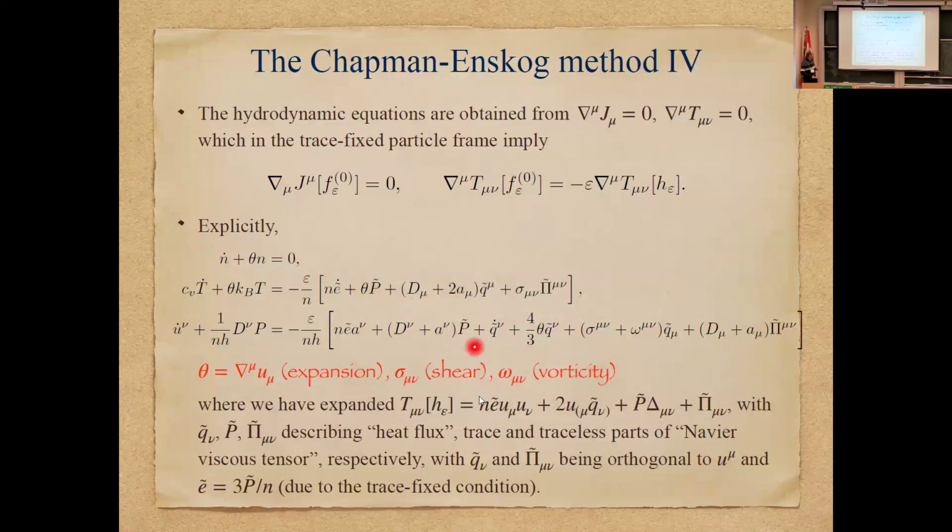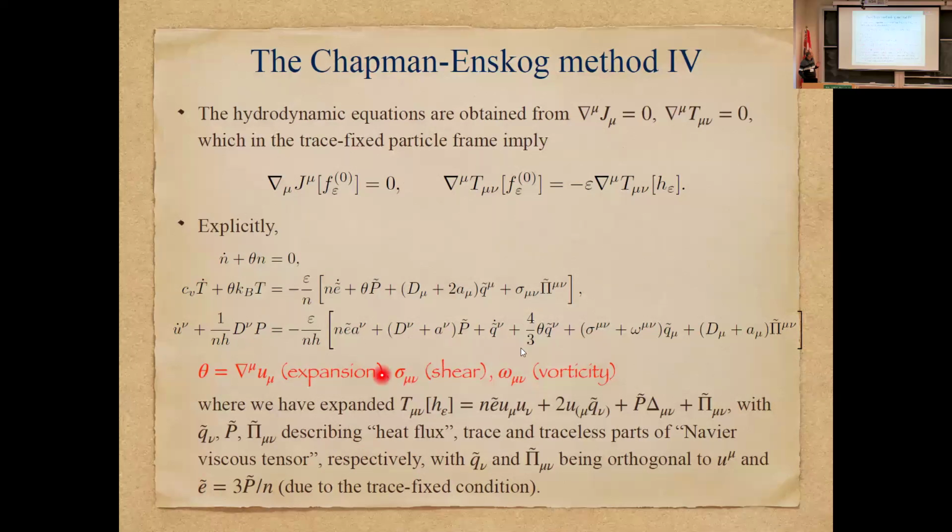Here appears the expansion. Of course it's a long expression, but the only thing we did is to expand this T^{μν} in a part which is parallel to u, a part orthogonal to u, and then there are pressure correction terms. This is basically a trace, and the trace-free part of what is called the Navier viscous tensor. And ε̃ and p̃ will be related by this relation due to the trace fixed condition that we have imposed.